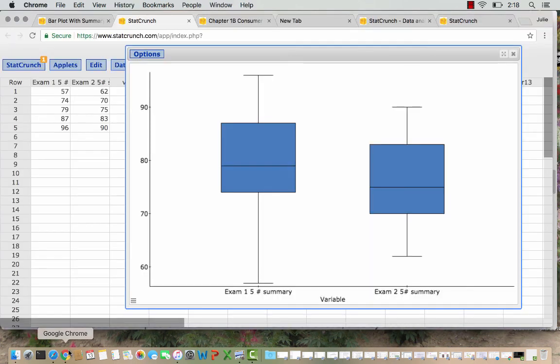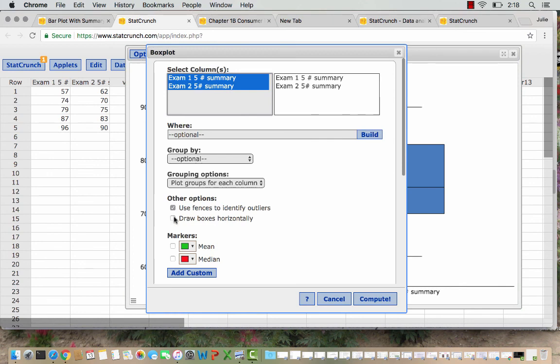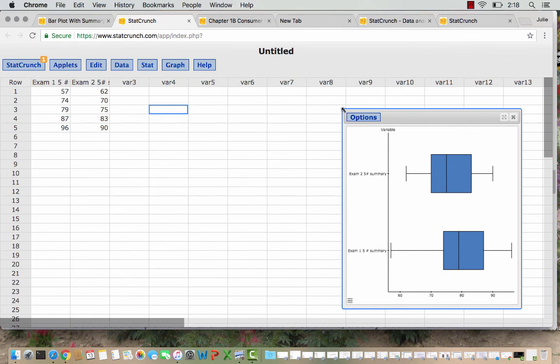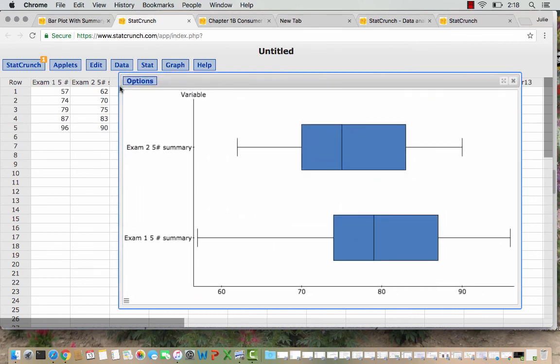In StatCrunch, if you prefer to have the boxes drawn horizontally, remember there is that box here to check, Draw boxes horizontally, and you can say Compute. And here we go like this. So it might be easier to visually compare horizontally. Now we see here the median's right in the middle, and notice if I hover my mouse over the box plot, I get the full 5-number summary. So if you have a full list of data and not the 5-number summary, this is a quick way to compute the 5-number summary. Let StatCrunch do the math for you.